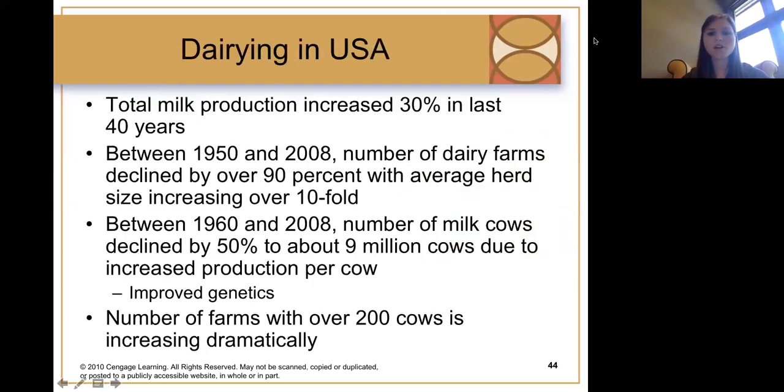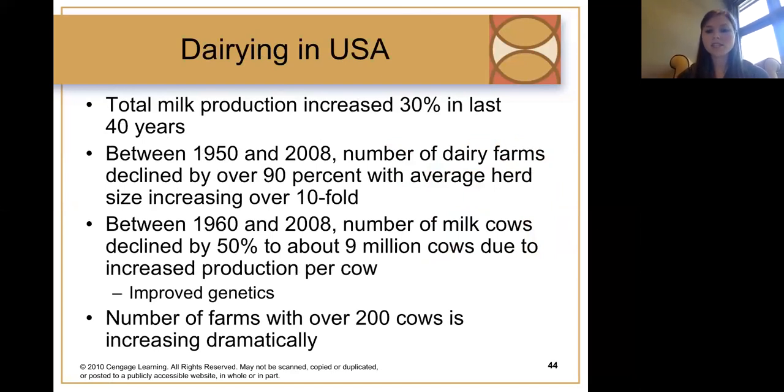So dairy production in the U.S., total milk production increased 30% in the last 40 years. And between 1950 and 2008, the number of dairy farms declined with the average herd size increasing. So same kind of thing that we talked about in beef cattle. Number of farms is going down, but the herd size is increasing.